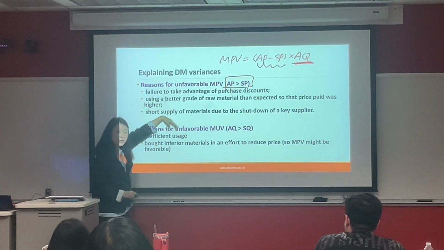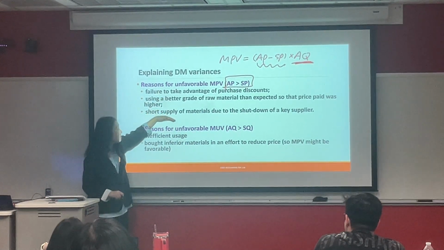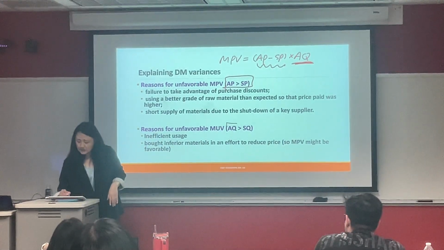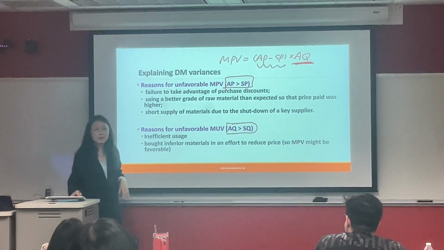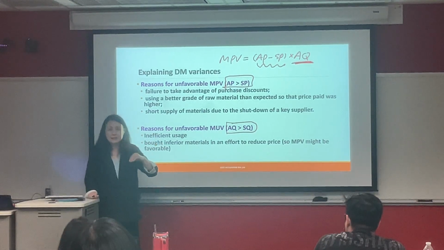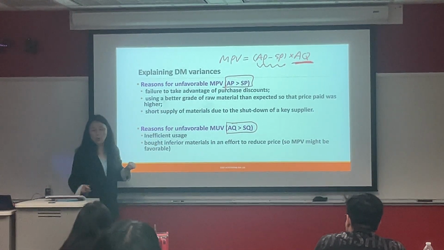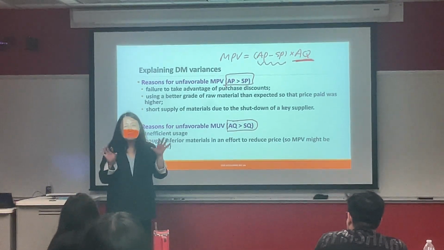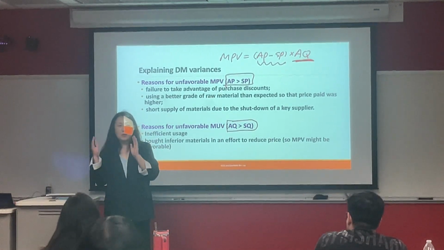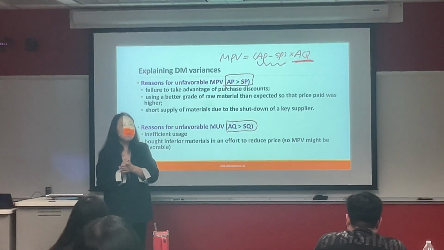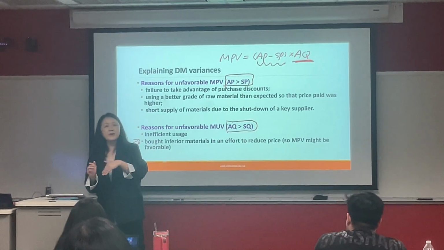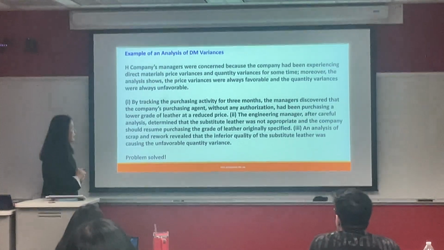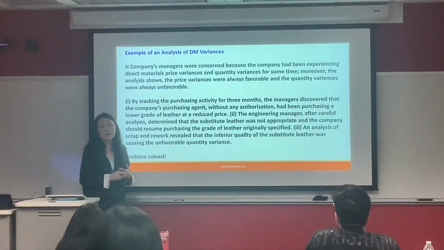There are a bunch of reasons, which you can read. And when there's an unfavorable usage variance, it's all because the quantity is too high: the actual quantity is higher than the standard quantity. One thing you have to be careful about is you cannot look at the price variance and the quantity variance in isolation, because sometimes the quantity variance can be driven by the price variance. Let me give you some scenarios. This is one scenario.